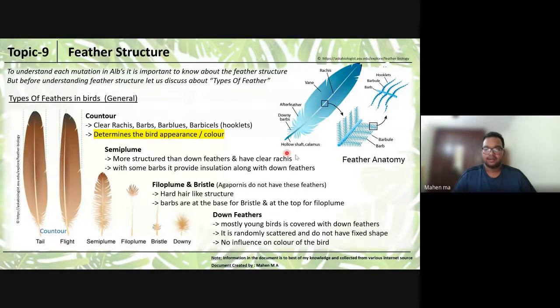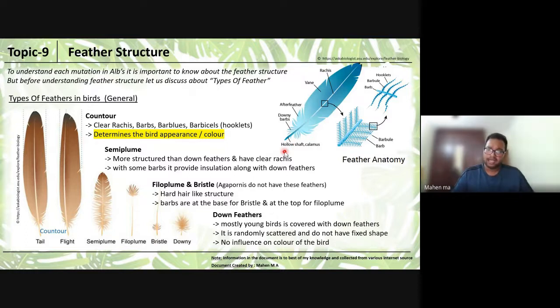Okay, so here is a graphical representation of a feather of a bird. You might have noticed all these things, but scientifically you don't know what these things are called and how the color of these feathers is yellow, red, or blue. So today we will try to understand this and then go to the INO mutation understanding.